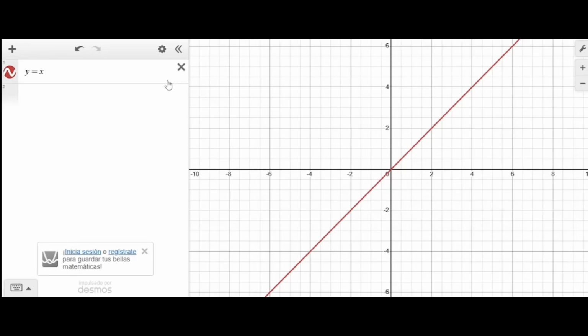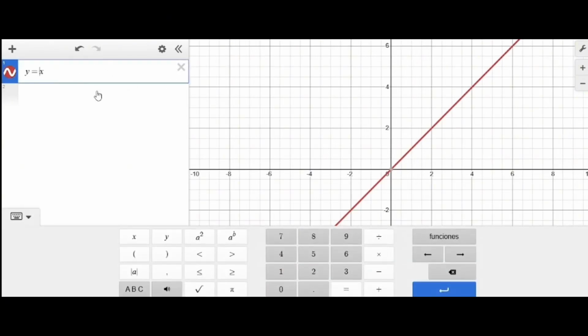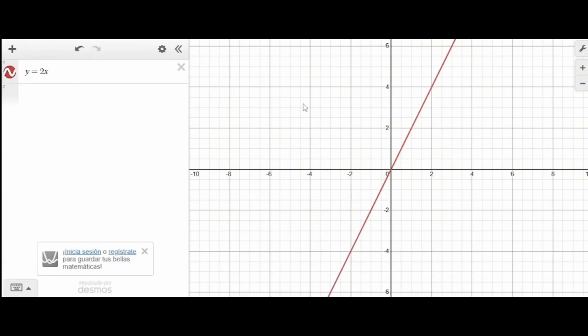Now let's change it slightly. Now, y equals 2x. Now, the line becomes steeper. That's because the slope is now 2. So for every unit we move right, the line goes up by 2 units. This shows how algebra controls the geometry of the graph.